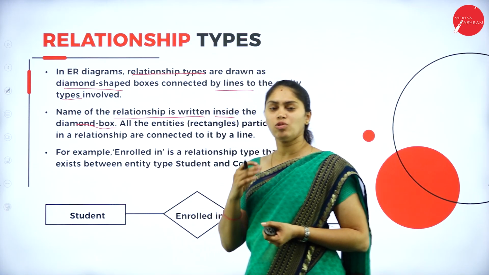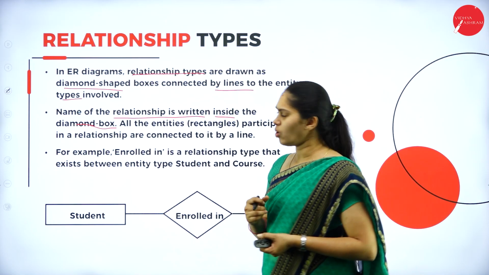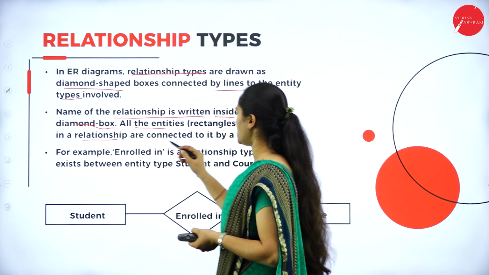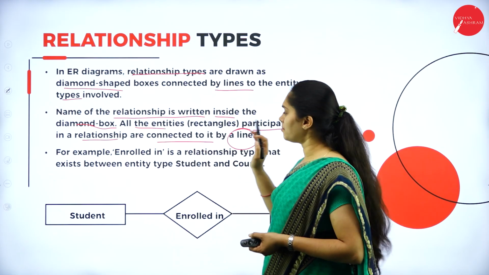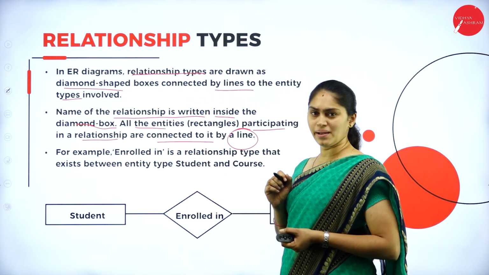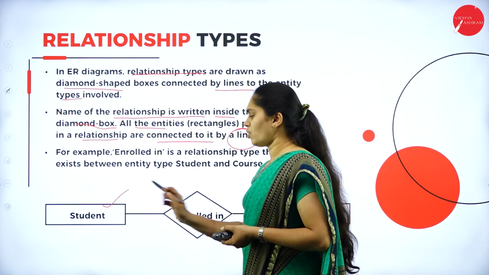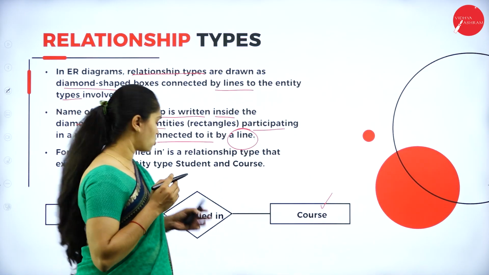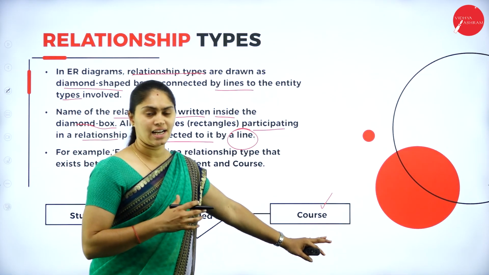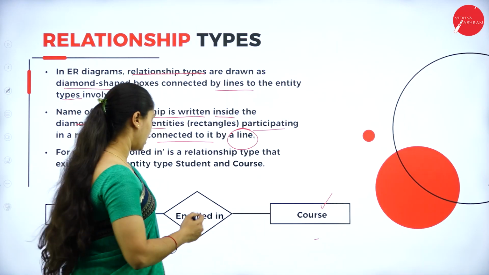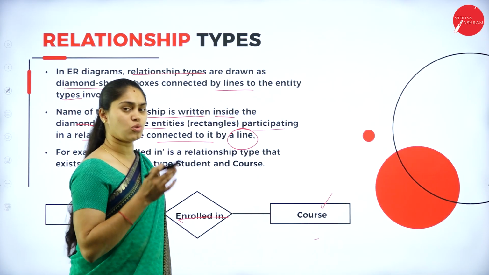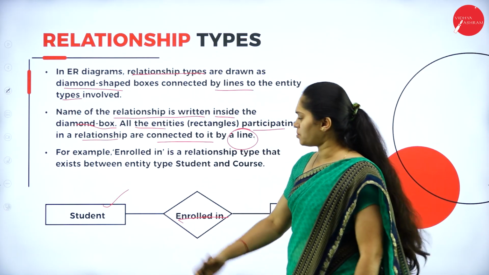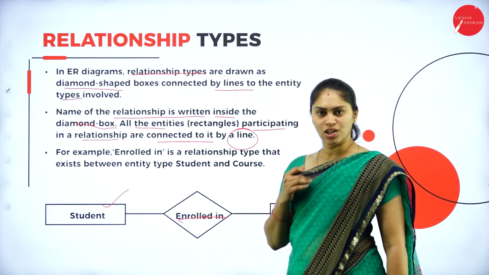I should specify what kind of relationship it is holding, and all the entities participating in the relationship are connected to that relationship by a line. So here you can see the example. We have two entities: one is the student entity and another is the course entity. How is this student related to this course entity? By enrolled in. Students are enrolled in a course. That is why we have a relationship between the student as well as the course.